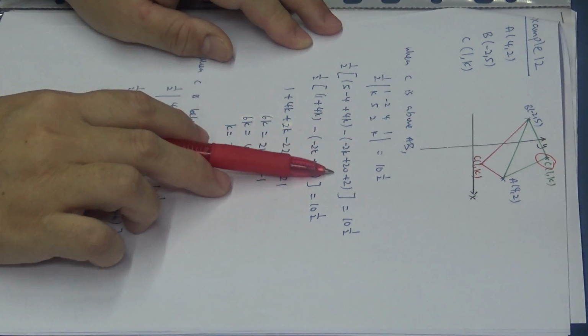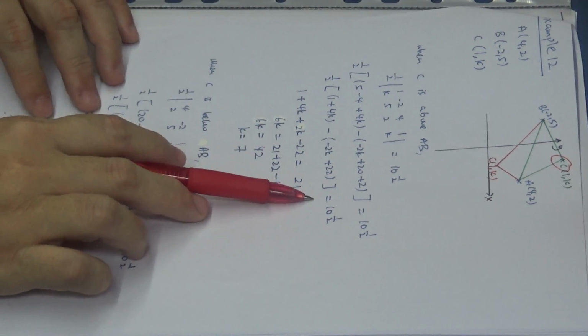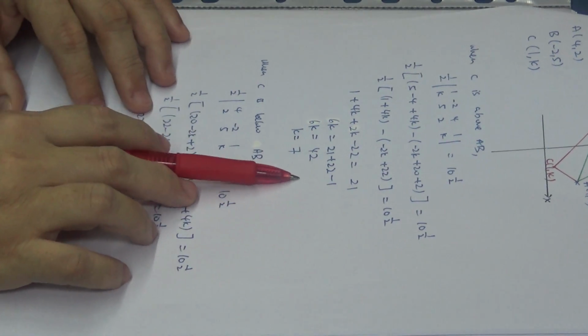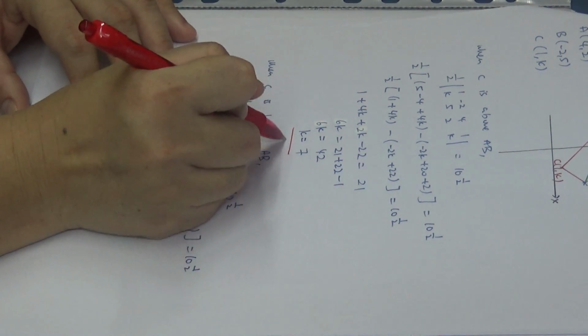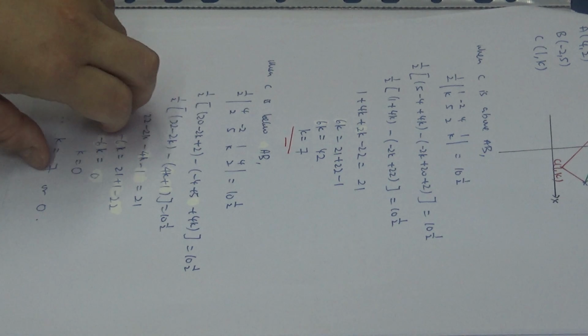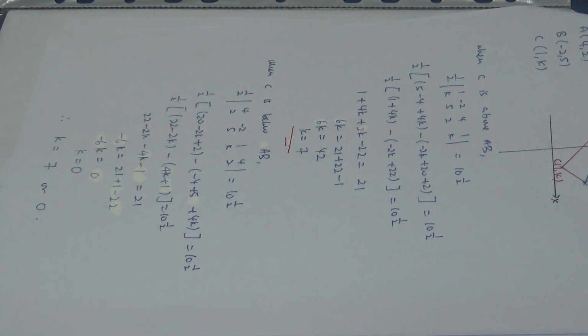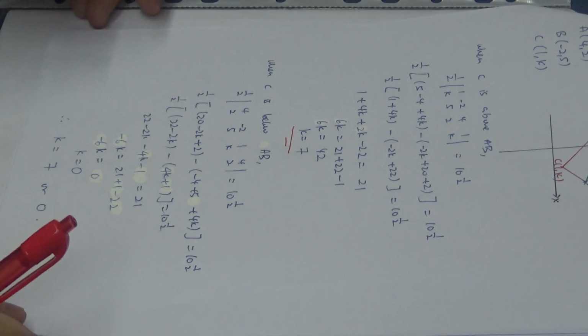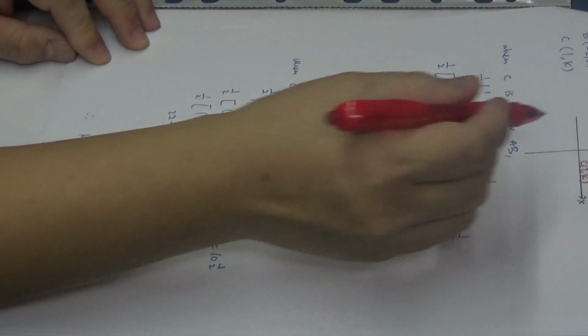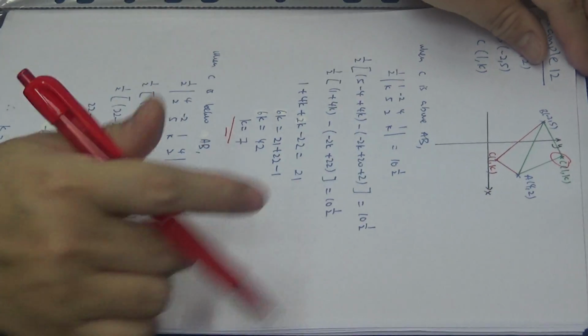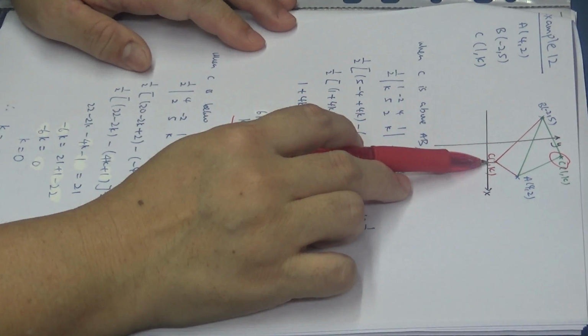Go the other way, I get the other one, 10.5. You do the necessary manipulation, you will get your K equals 7 for the first case, where C is above AB. Now, of course, there is a second case whereby the C can be below. Look at this second diagram where the C is below.